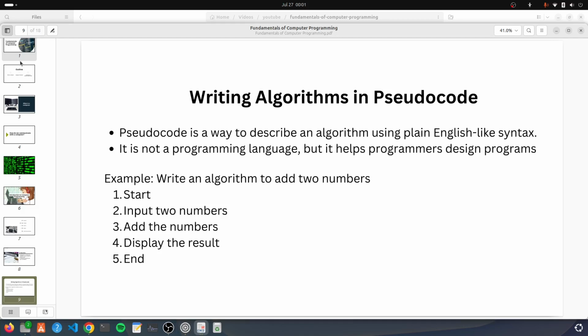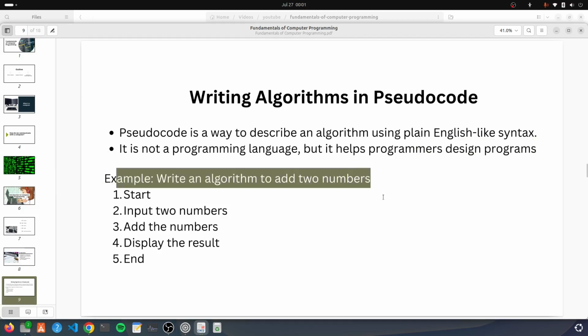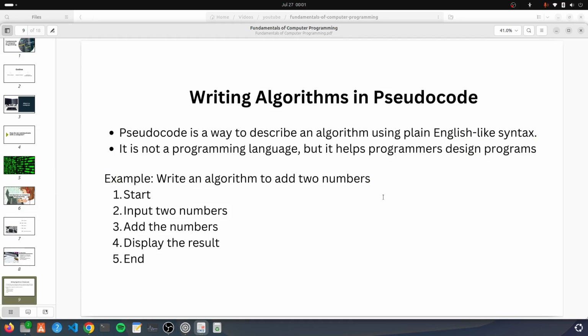Your pseudocode can be in any language of your choice. If you speak Spanish, you can write your pseudocode in Spanish. If you speak French, you can write your pseudocode in French. If you speak Tree, you can write your pseudocode in Tree. Take this as an example. For instance, write an algorithm to add two numbers. In this example, you are not expected to use any programming language to write the algorithm. You can simply express your algorithm or your way of thinking in plain English that humans can understand.